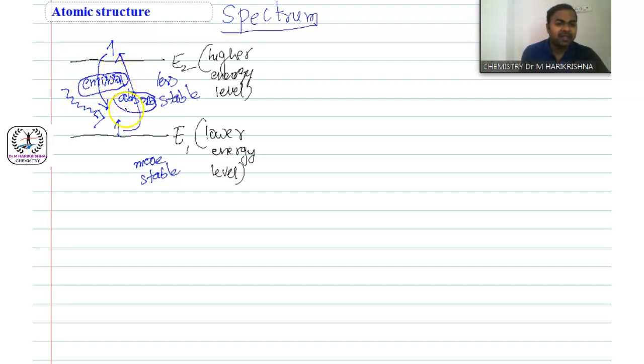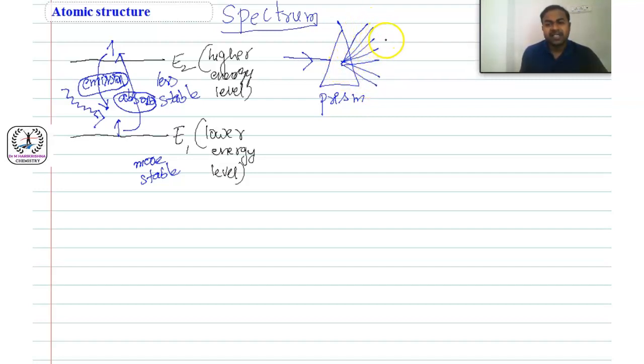So here the main thing is spectra. When white light is passed through a prism, this white light is divided into 7 colors. This is VIBGYOR. So the splitting of light by passing through a prism is normally known as a spectrum. In that spectrum we can observe VIBGYOR, the 7 colors.